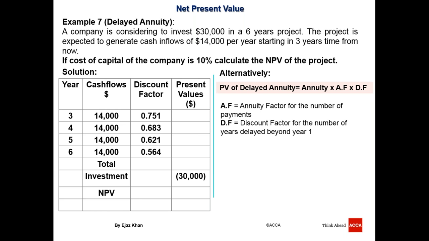Yeah, Uzair, you're absolutely right. Arrears means payment at the end of every year.